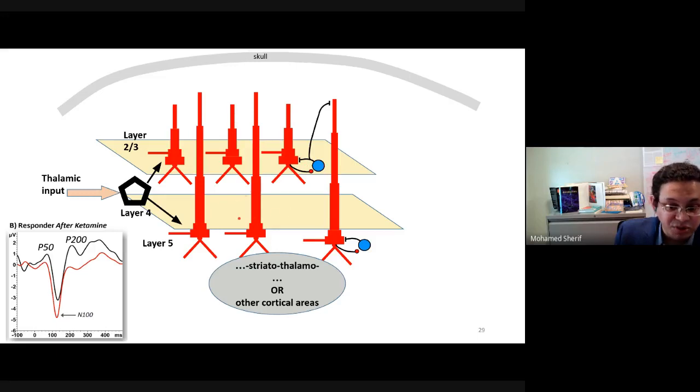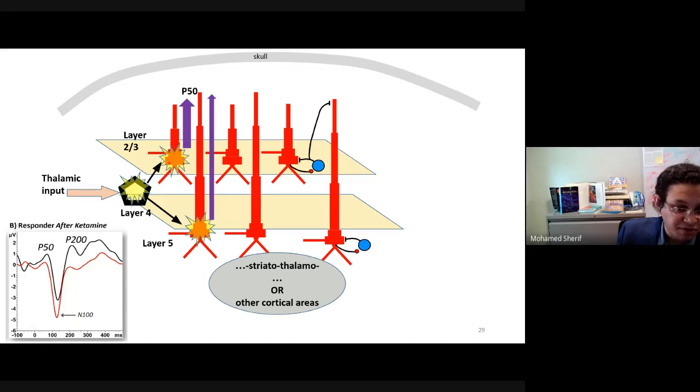And the way that the model responds to an input that's coming from the thalamus to layer 4 is that after layer 4, which is not represented in the model, what we simulate is the effect on layer 2-3 and layer 5. So we have the firing of the somas. There is a back propagating action potential that goes upwards towards the skull. And this is how we get a P50, the positive deflection at 50 milliseconds.